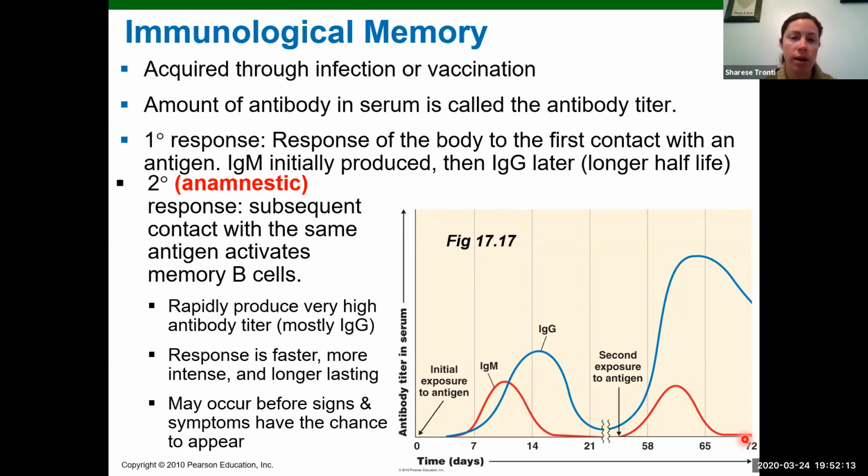Really quick, the amount of antibody in the serum, we call that antibody titer. So what we can see during the secondary exposure, we're going to have a much larger antibody titer much earlier. So we see that here. We see this antibody during the second exposure is much higher and much faster than it was during the primary exposure.